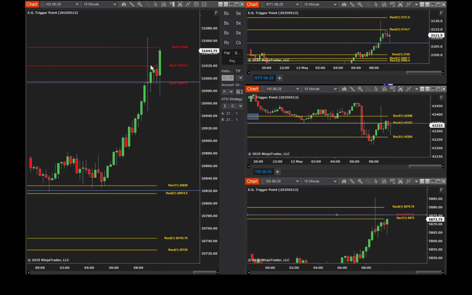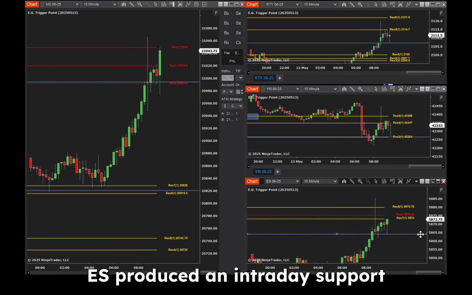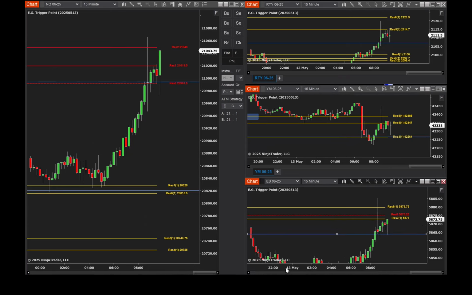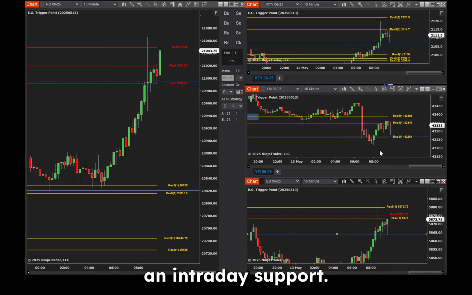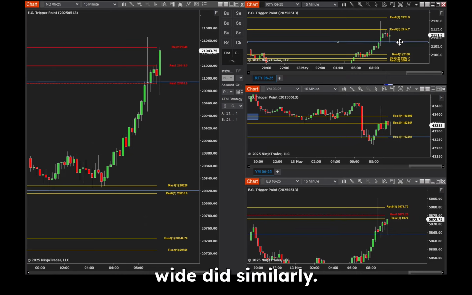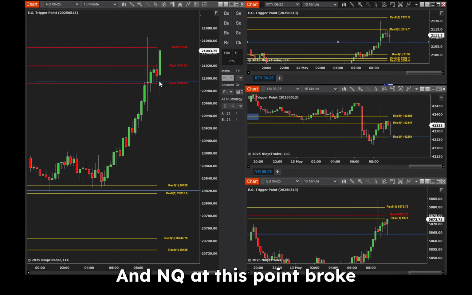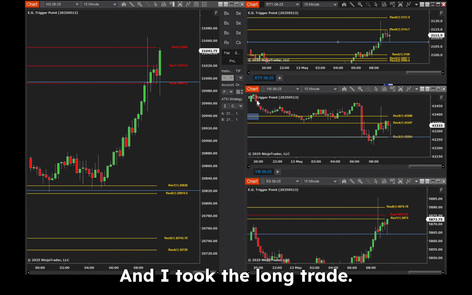Okay, I took this long trade at this point for several reasons. First, YM was at support. Second, ES produced an intraday support equivalent to NQ. At this point, I could see ES generated an intraday support. YM was at support. RTY did similarly, and NQ at this point broke above support. So I took the long trade here. ES was here. They did not contradict. YM confirmed the entry because YM was here, and I took the long trade.